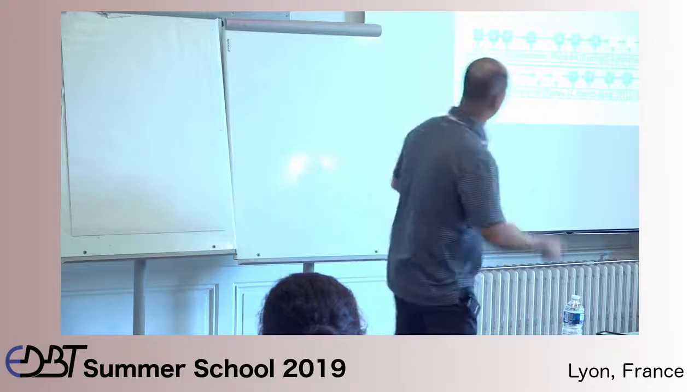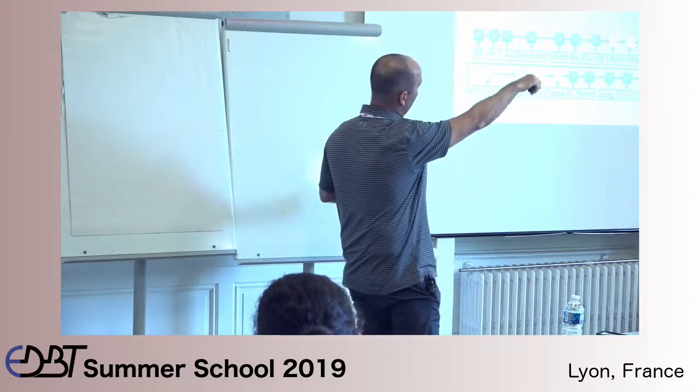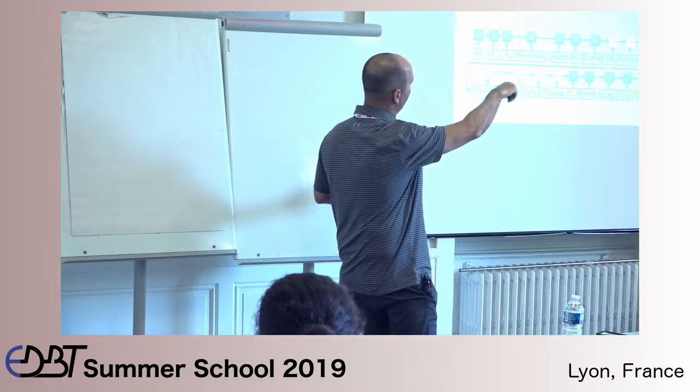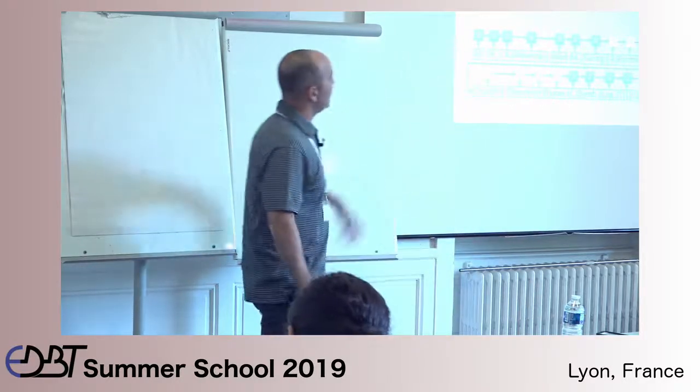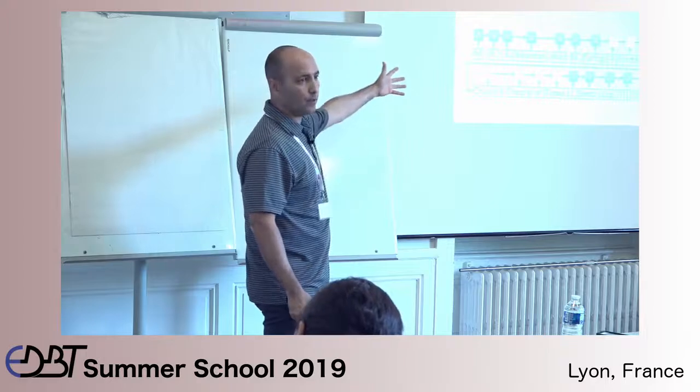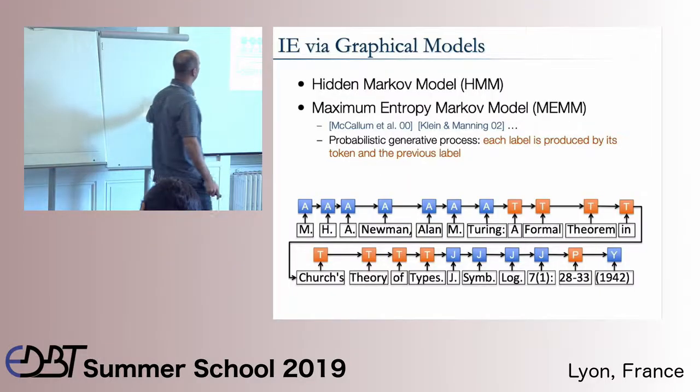And here the prior probability actually depends on the sentence that you see. This is referred to as a discriminative model. So you change the direction of these edges of the generative process, and you get the maximum entropy model.